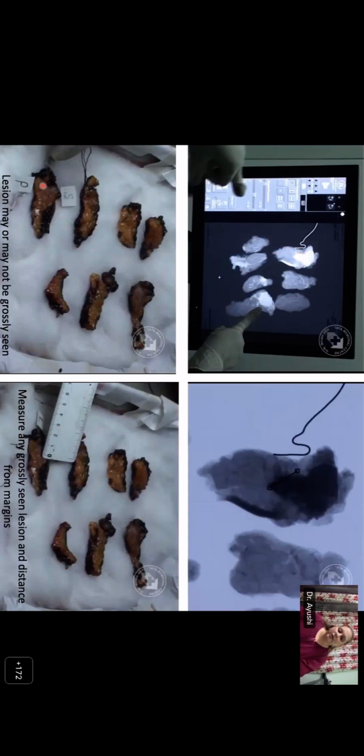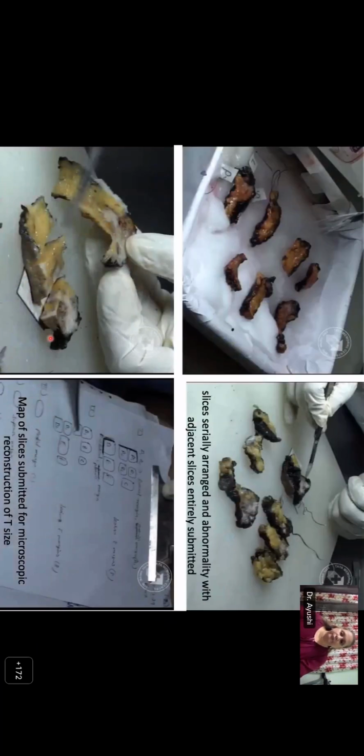In that slice, we again mark, we identify any lesion if we are able to identify on gross. Sometimes what is not evident to the surgeon or non-palpable, we might not be able to see on gross, but if we are able to identify, we should again take the size and the distances from the margins. Then the specimen is fixed in this kind of serially sliced manner, so that we can reconstruct the specimen if required for assessing the margins.